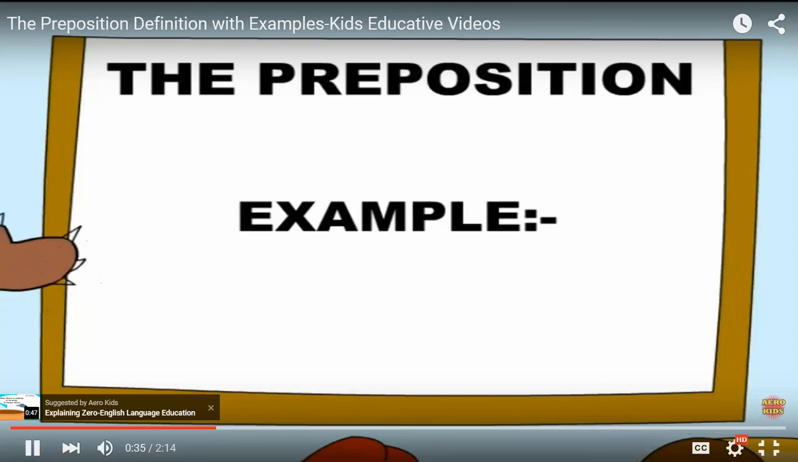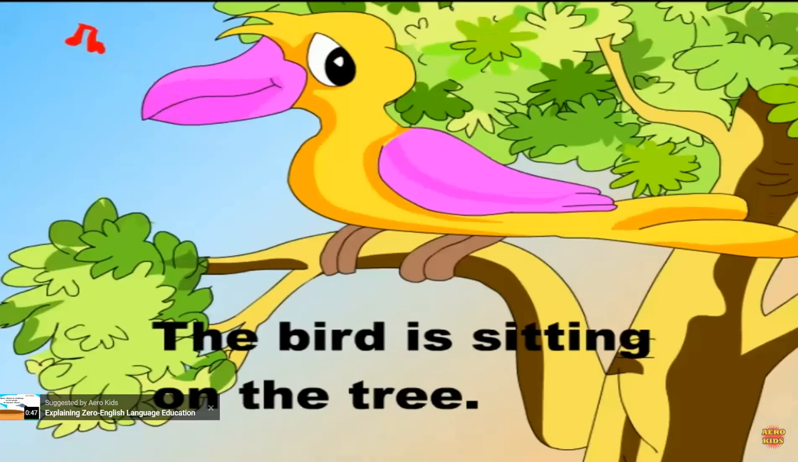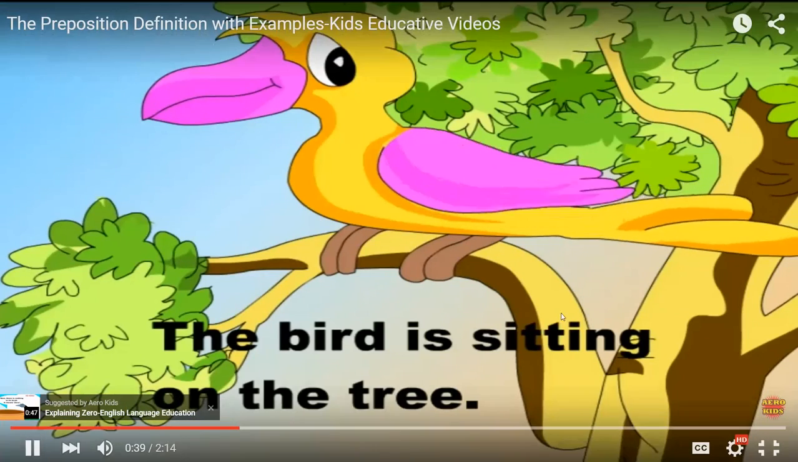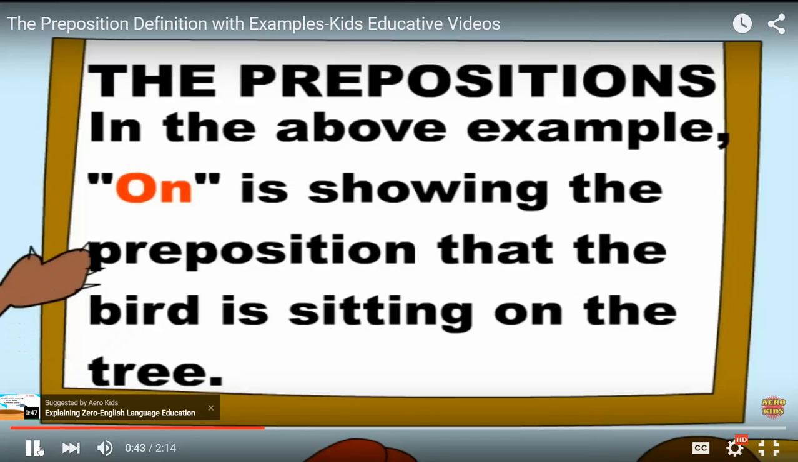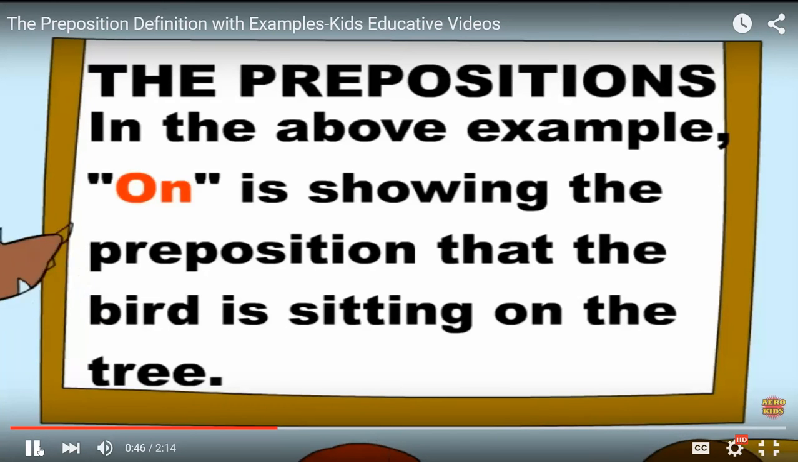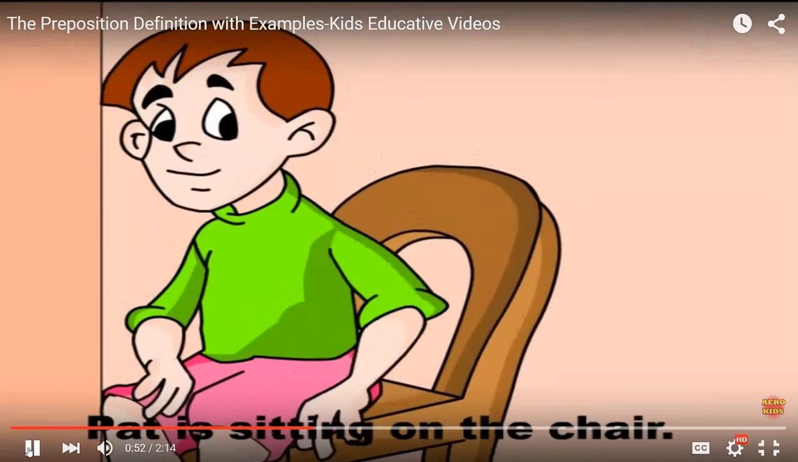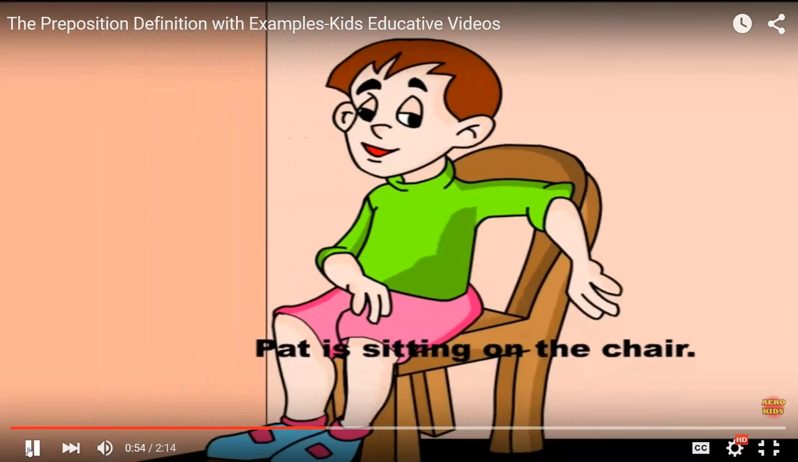Example. The bird is sitting on the tree. In the above example, on is the preposition showing that the bird is sitting on the tree. Pat is sitting on the chair. So pause, what's the preposition? It's on, of course, and the whole phrase is on the chair.